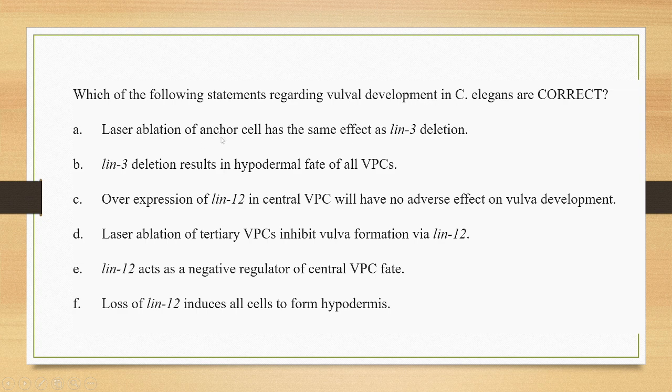Laser ablation of anchor cells has the same effect as Lin3 deletion. Lin3 deletion results in a hypodermal fate of all the VPCs. Overexpression of Lin12 in central VPC will have no adverse effect on vulvar development. Laser ablation of tertiary VPC inhibit vulva formation via Lin12. Lin12 acts as a negative regulator of central VPC fate. Loss of Lin12 induces all cells to form hypodermis.